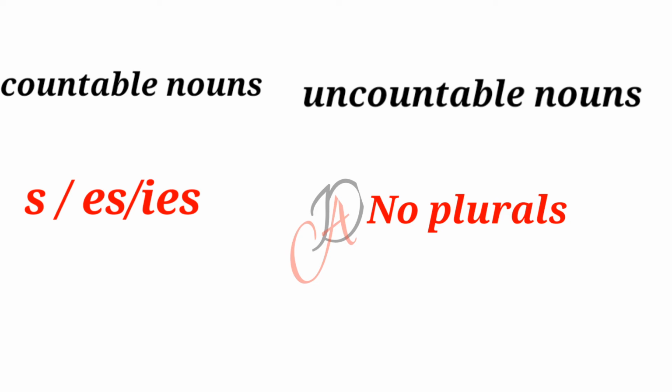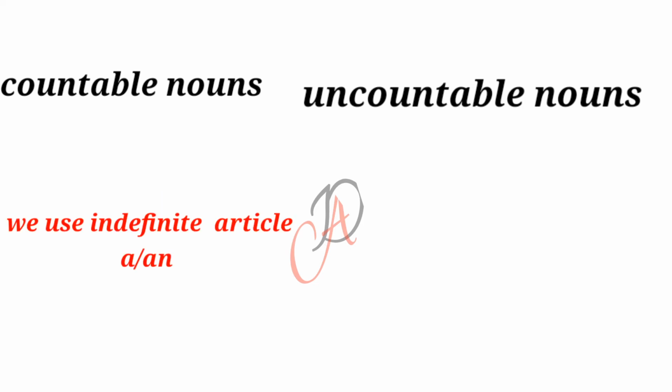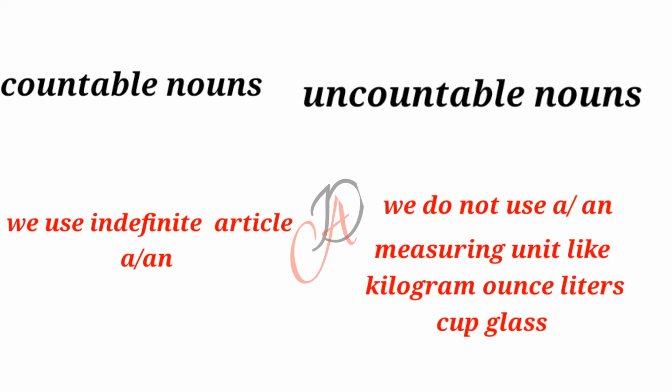Countable nouns in singular, we use indefinite article a or an, whereas in uncountable nouns, we do not use a or an before them, but we can use the measuring units before them like kilograms, ounce, liters, cup, glass. For example, I have 10 kilograms of rice.